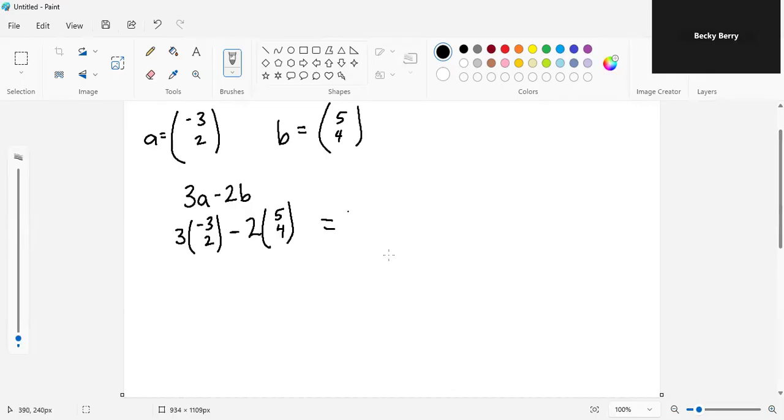3 times negative 3 is negative 9. 3 times 2 is 6. I'm going to keep that subtraction sign in between. 2 times 5 is 10, and 2 times 4 is 8. Now I'm going to subtract both the 10 and the 8 from the first vector. So negative 9 minus 10 will be a negative 19. 6 minus 8 is a negative 2.